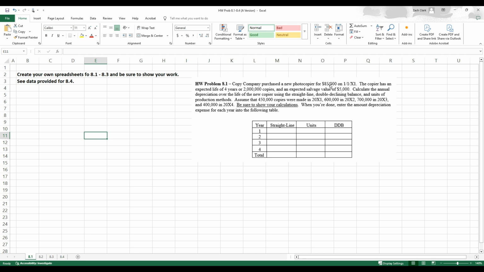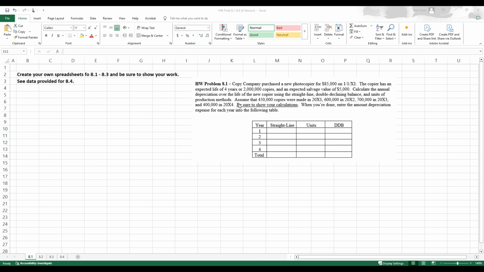We've got a company that purchased a copier for $85,000 on the first day of the year. So that tells us we can use annual depreciation for some of the problems pretty easily. The copier has an expected life of 4 years or 2 million copies. So this will be useful for straight line and double declining. And then our number of copies that we expect it to be able to produce will be useful for the units of activity method that we can look at.